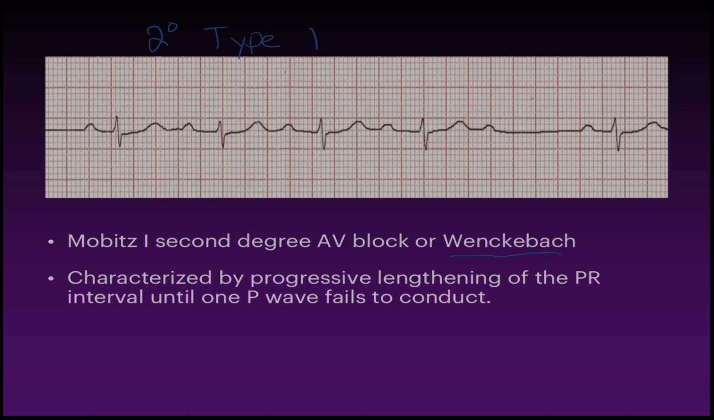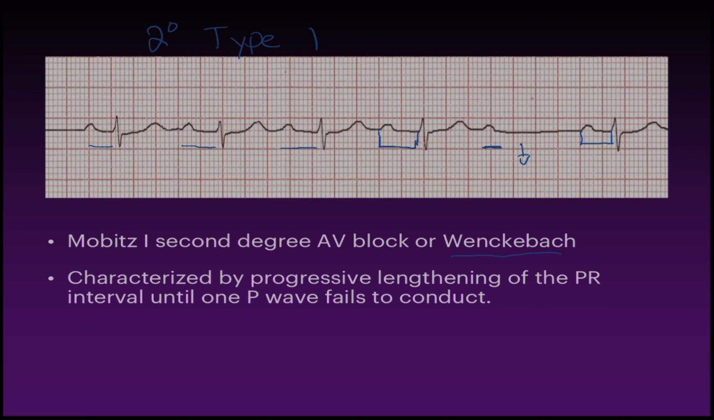So we can look at our EKG here and we can find that. If we measure the PR interval right after the dropped beat, we're going to find that it's the shortest of our PR intervals, and we're going to find that this one right here is the longest PR interval, and there's our P wave with a dropped QRS complex. And you can see where the PR interval starts to progressively elongate until you have a dropped beat.